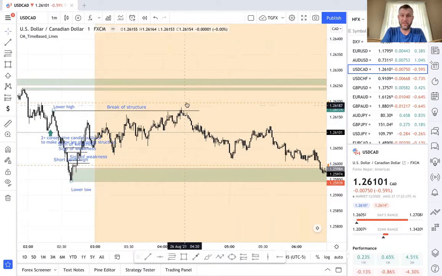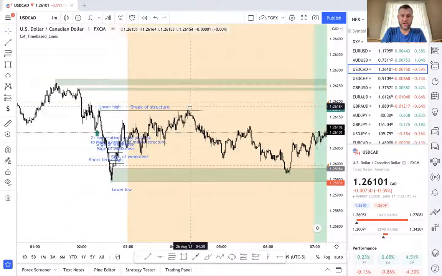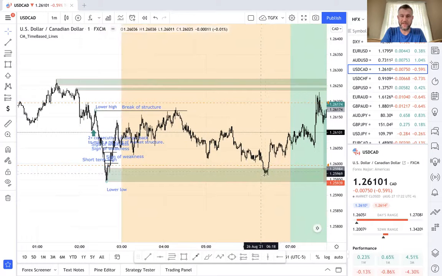Now, I guess, it could just keep going and keep going and keep going. But if you notice it has a break of structure and then it retraces back into this area that started showing the bullishness, that's where you would want to probably take your trade here.